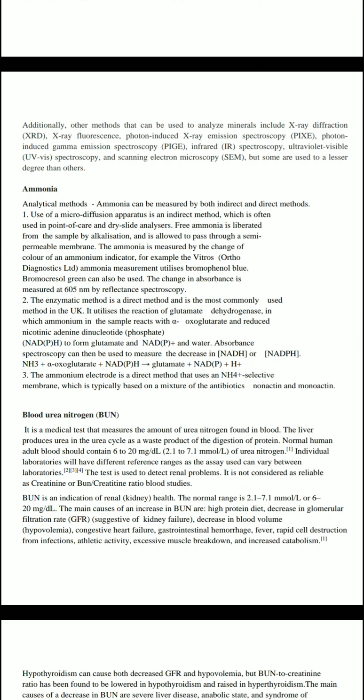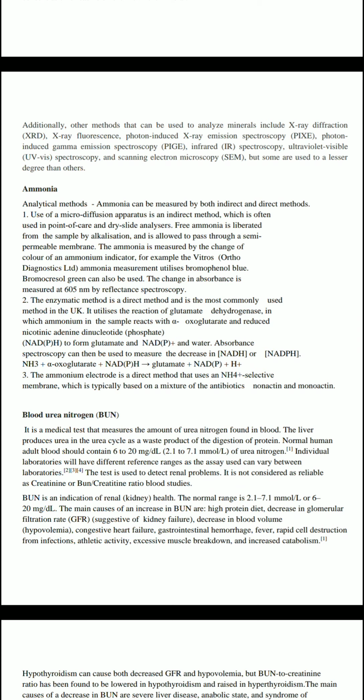Ammonia can be measured by both indirect and direct methods. The use of a microdiffusion apparatus is an indirect method which is often used in point of care and dry slide analyzers. Free ammonia is liberated from the sample by alkalization and is allowed to pass through a semi-permeable membrane. The ammonia is measured by the change of color of an ammonium indicator.